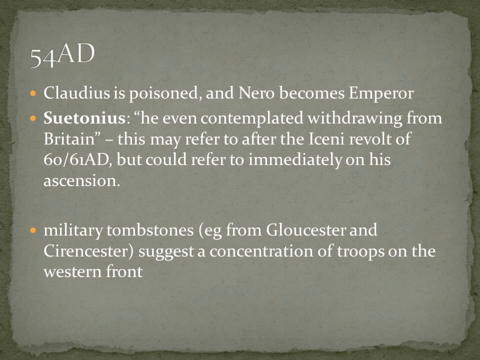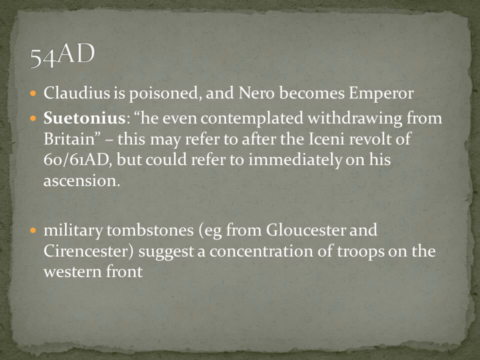Suetonius tells us about Nero that he even contemplated withdrawing from Britain. Now, this may refer to after the Iceni revolt, but it could perhaps refer to immediately on his accession. It's not certain what Roman policy is at this point. Under Claudius, Roman policy was very clear, that the Romans seemed to be intent on conquering the whole of Britain. They were expanding the Roman province throughout Claudius's reign. And that does seem to continue in Nero's early years. And it does seem to be the Boudiccan revolt that is the turning point.